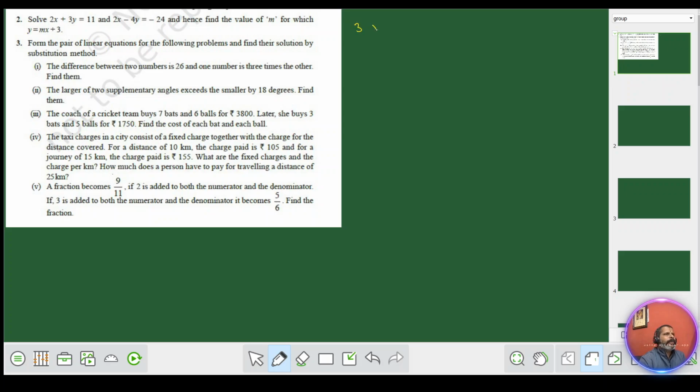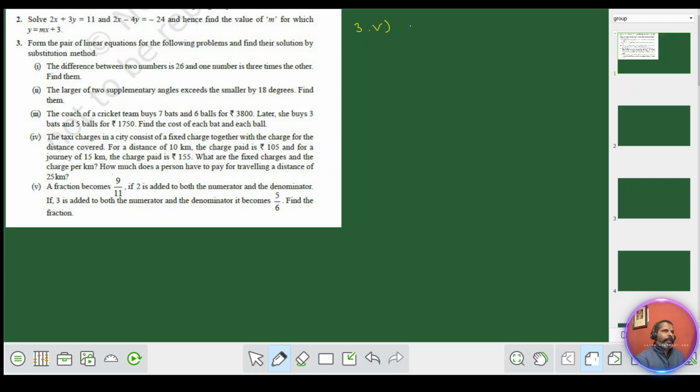That is third one, fifth question. A fraction becomes 9 by 11 if 2 is added to both numerator and denominator. If 3 is added to both numerator and denominator, it becomes 5 by 6. Find the fraction. We don't know the fraction, right?